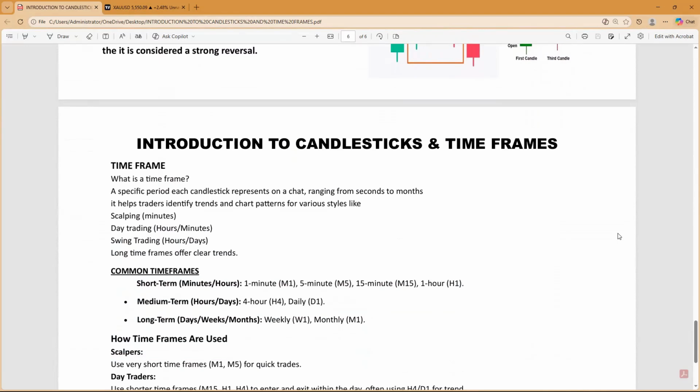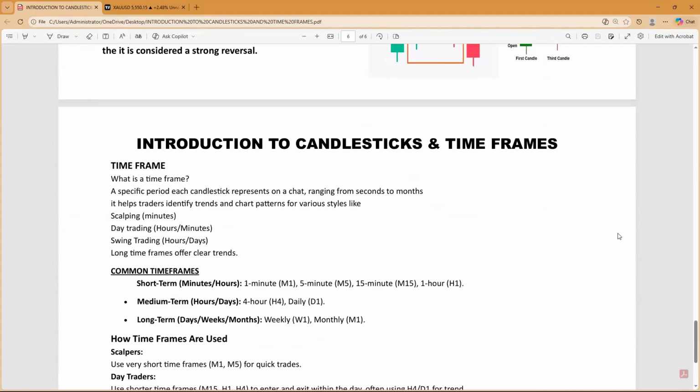It is a specific period each candlestick represents on the chart, ranging from seconds to months. It helps traders identify trends and chart patterns for various styles like scalping, which includes 1 minute, 5 minutes, 10 minutes, 15 minutes, 45 minutes to the hour. Day trading uses hours, also minutes. Swing trading uses hours and days, and long time frames offer clear trends. We have common time frames like short term, which is minutes or hours, medium term, which is hours or days, and long term, which may be days, weeks, or months.